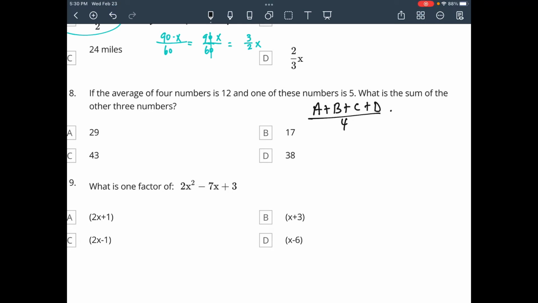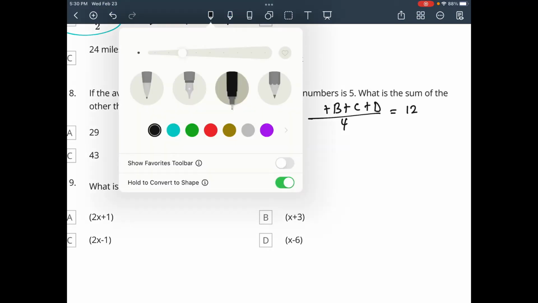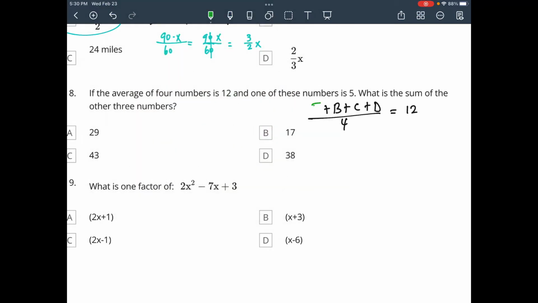It says that average is 5. No, sorry. This is the average is 12. There we go. It says one of these numbers is 5. Okay, so then I will erase the A and I'll put 5 right there. This is what is the sum of the other 3 numbers? So what happens when you add B plus C plus D?